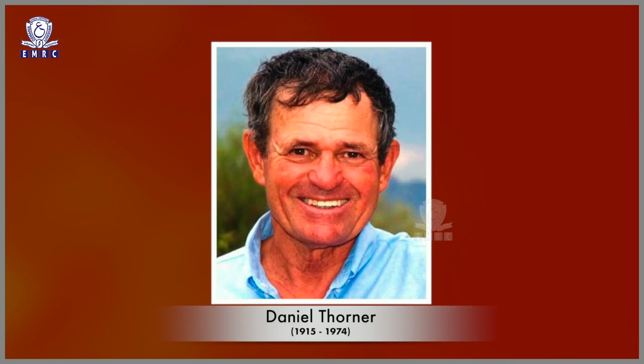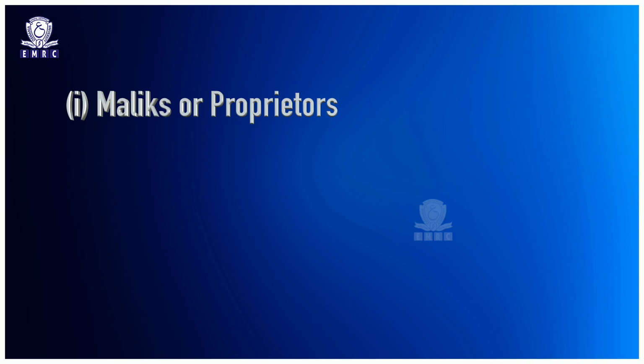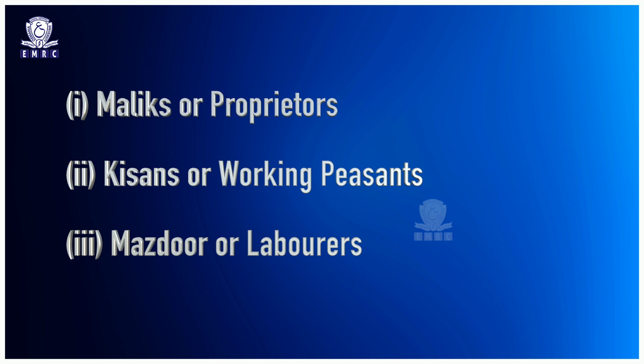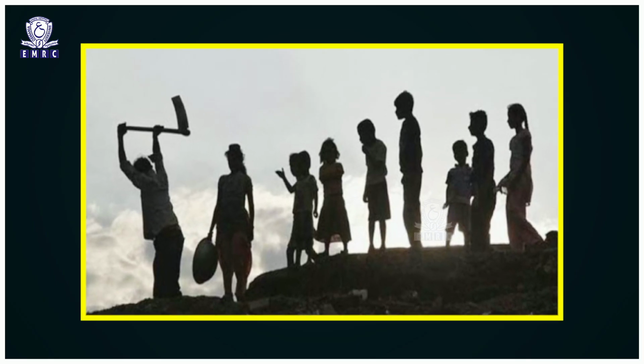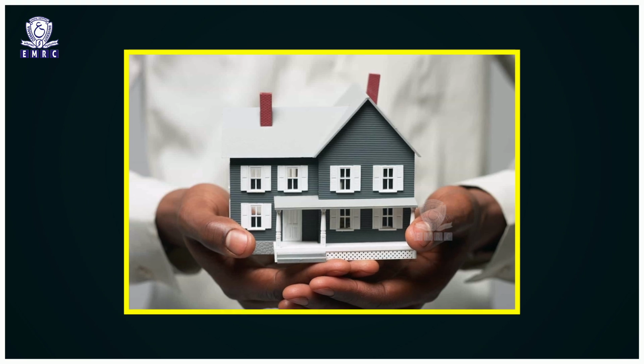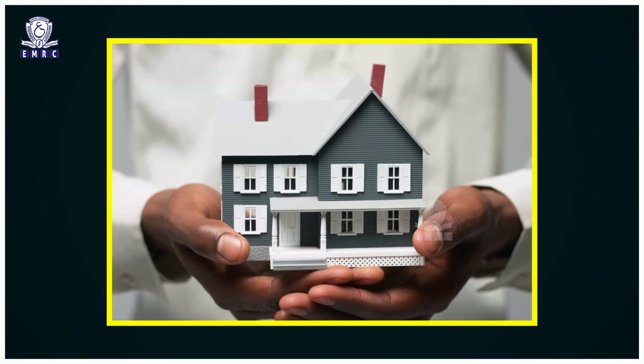Daniel Thorner, in his classical work, describes these three classes as maliks or proprietors, kisans or working peasants, and mazdoor or laborers. In vernacular language, he uses the terms malik, kisan and mazdoor for these three classes respectively. The landowners or proprietors traditionally belonged to the upper caste group. They were tax gatherers and non-cultivating owners of land. Now let us discuss in detail these three social classes.